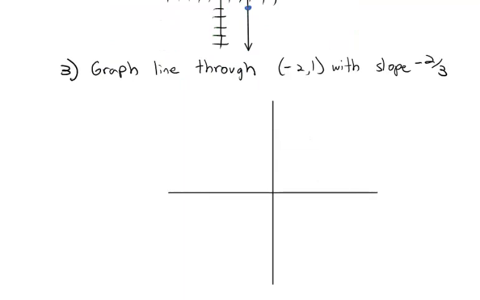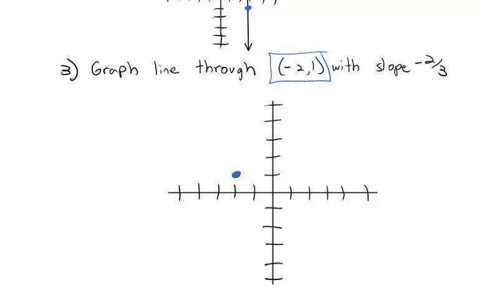So here's our guy to graph. Let's give it some points, 1, 2, 3, 4, 5 each direction. And we're given this first point on here is at negative 2, 1. That's left 2, up 1. There is the first point.